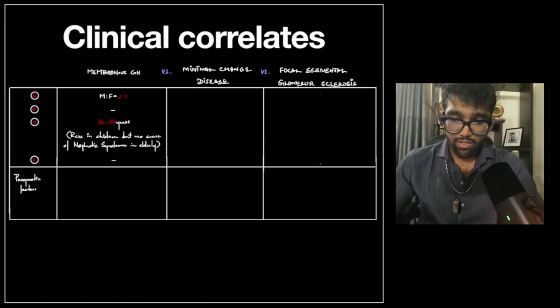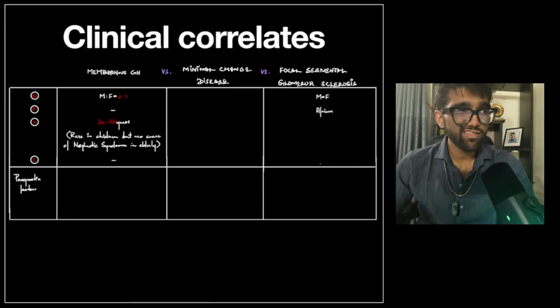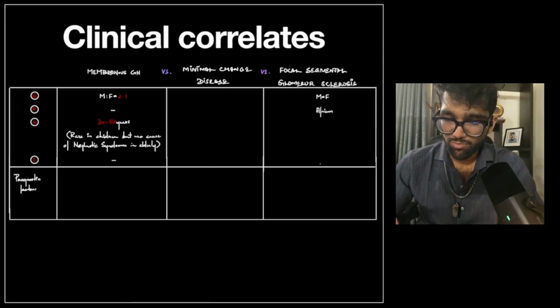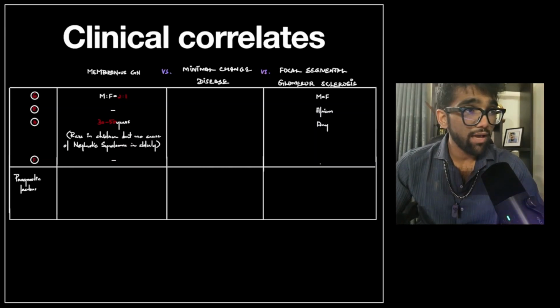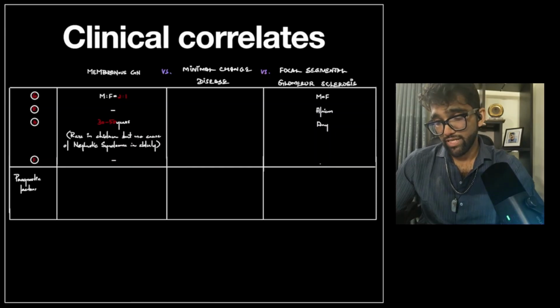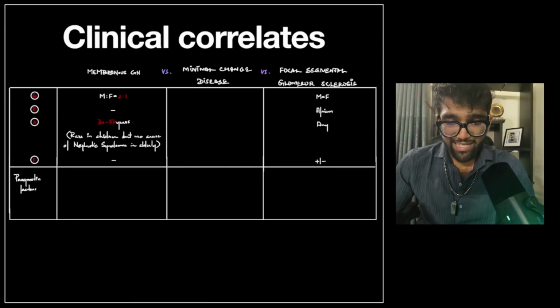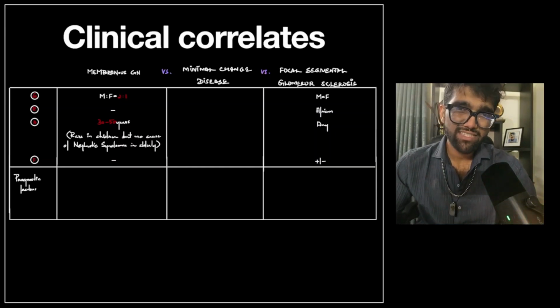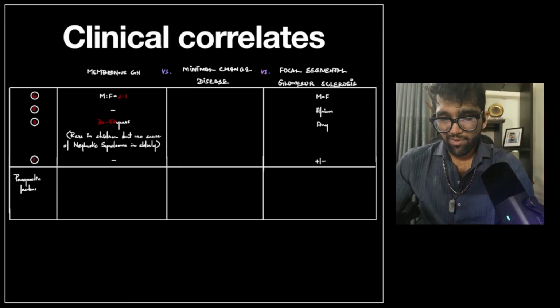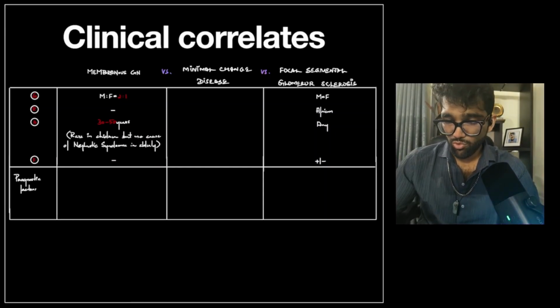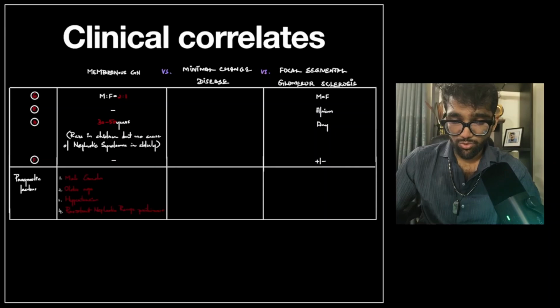Now, minimal change disease is a childhood disease, and focal segmental glomerular sclerosis can occur in anybody, so it's almost equal male to female. More common in African patients, particularly with ApoL1 gene variants. And age is essentially any, but classically we say that FSGS occurs in older people, because as you grow older, more and more glomerular damage accrues.